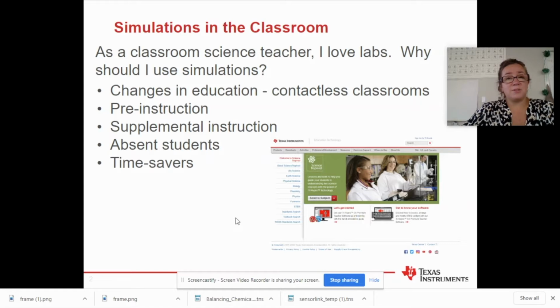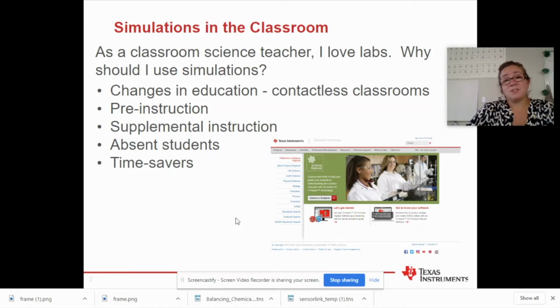Maybe you can still do the same labs, but we want to have some pre-instruction, some information that is front-loaded for the students for us to lead into the labs. Maybe students didn't understand what was done in the classroom. Simulations can show different views and molecular levels of what's being done in the classroom. Maybe students were absent and they weren't able to accomplish what was in the classroom. You could assign them a simulation.